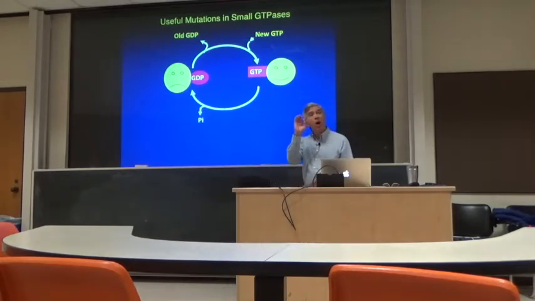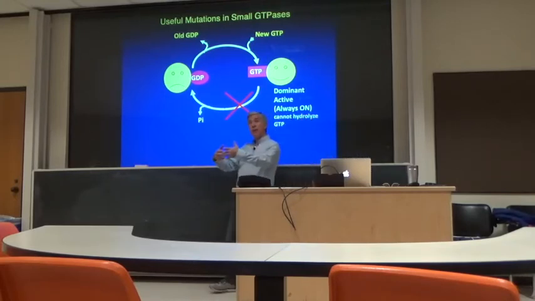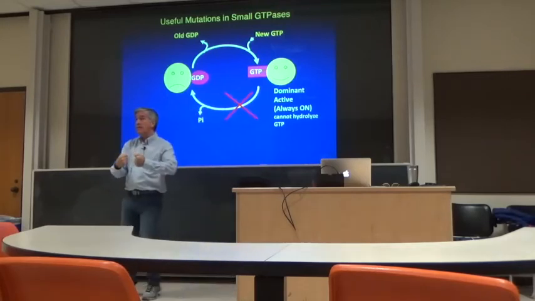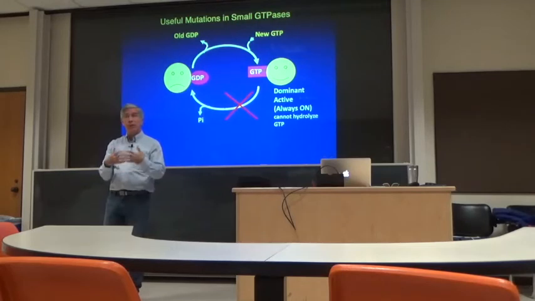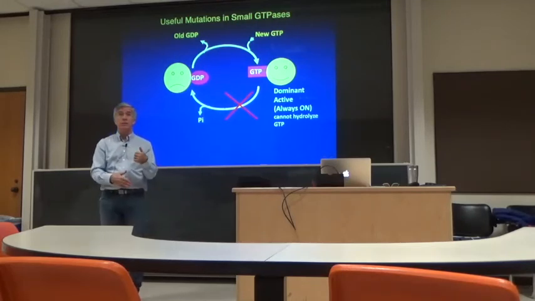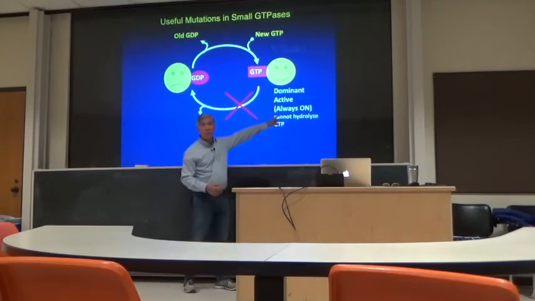So if we cause a mutation in, let's just talk about RAN. If we make a mutation in RAN that blocks its ability to hydrolyze the GTP, it will bind GTP, be all ready to interact with things, and it will do that, but it cannot be inactivated because it will not be able to break that GTP. So it will always stay on in the GTP-bound state.